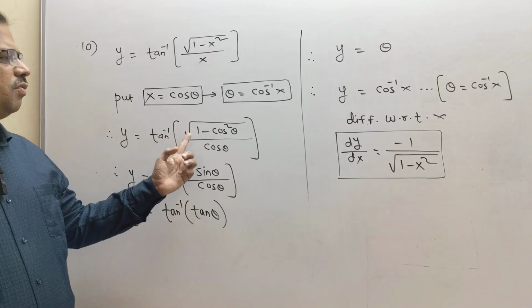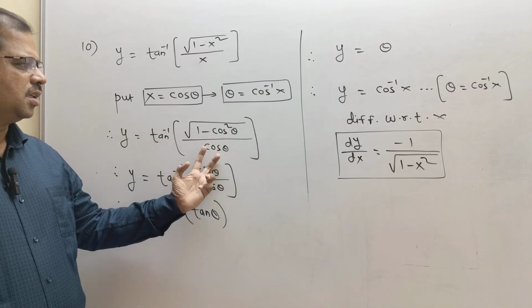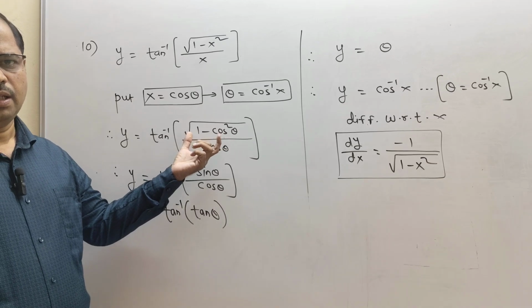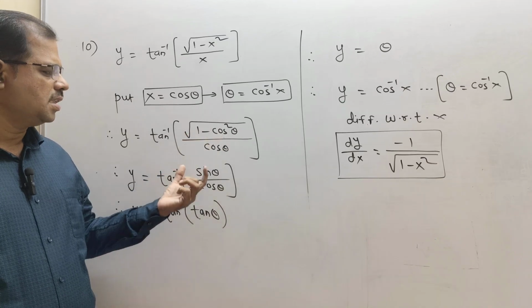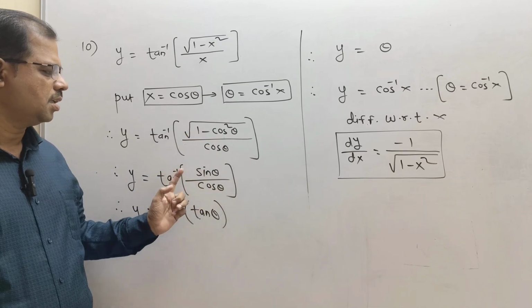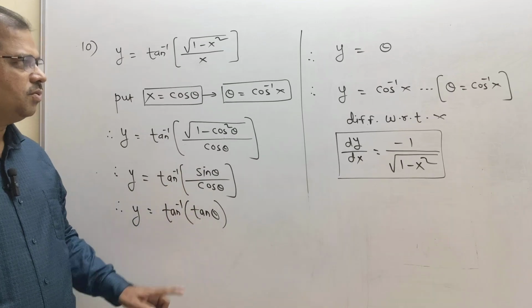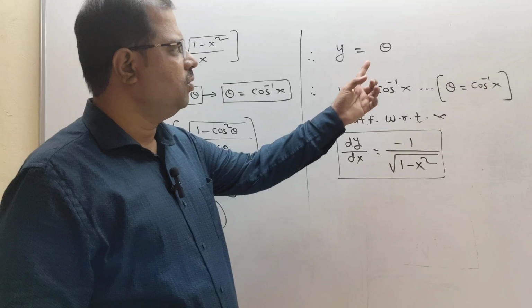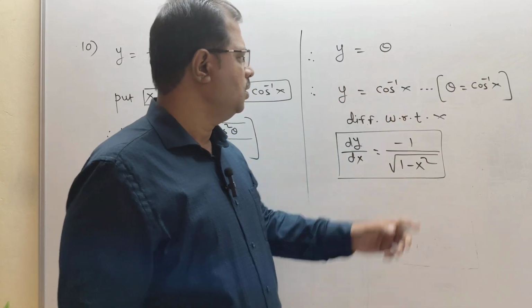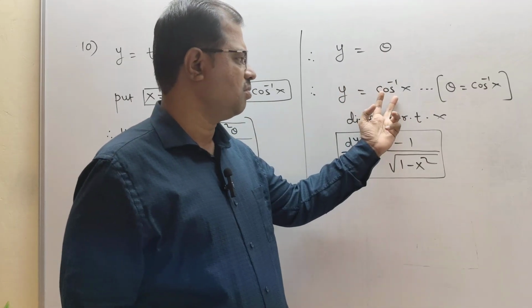Tan inverse of root of 1 minus cos square theta upon cos theta. 1 minus cos square theta is sin square theta. Root sin square theta is sin theta, upon cos theta. Sin theta by cos theta is tan theta. Now tan inverse tan gets cancelled. y is equal to theta. y is equal to, replace theta as cos inverse of x.